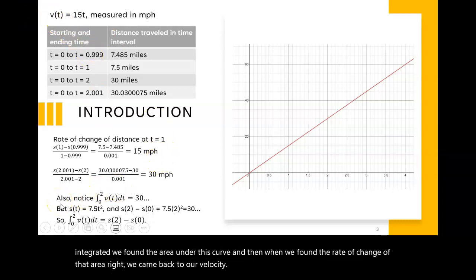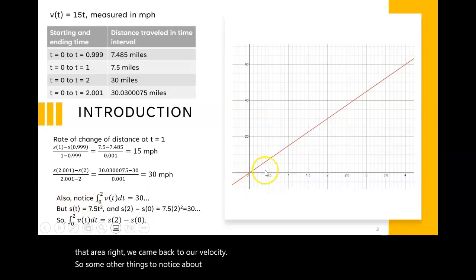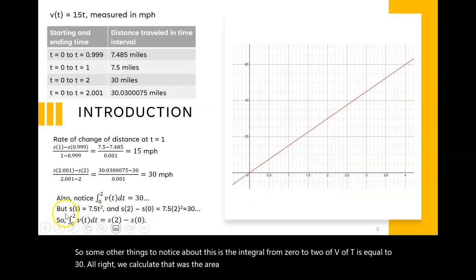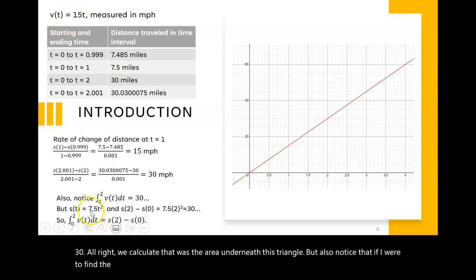So some other things to notice about this: the integral from 0 to 2 of v of t is equal to 30. We calculated that. That was the area underneath this triangle. But also notice that if I were to find the antiderivative of this, I would get 7.5t squared. And then plugging in 2 and 0 also gives me 30.